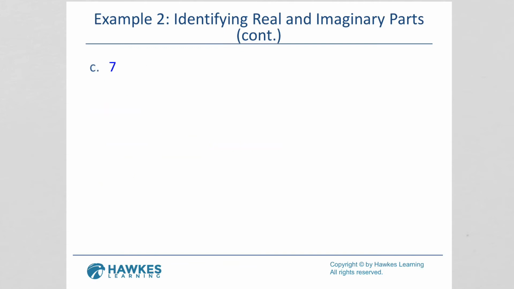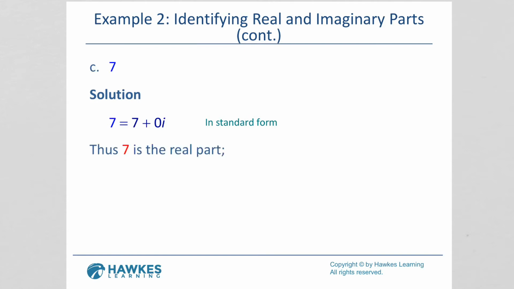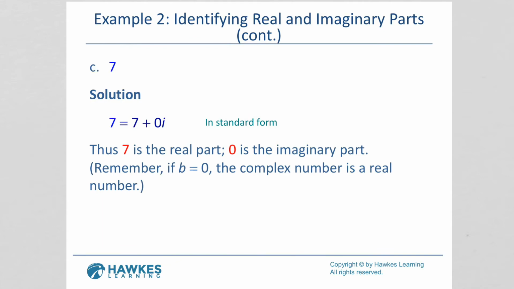To C, we have 7. Our solution here, 7 is equal to 7 plus 0i in standard form. Thus, 7 is the real part. 0 is the imaginary part. Remember, if b is equal to 0, the complex number is a real number.